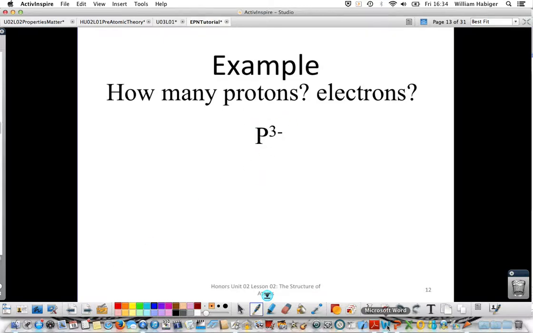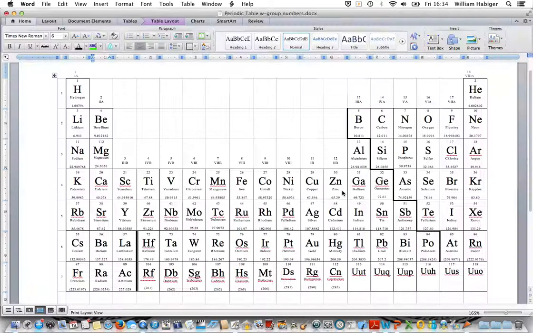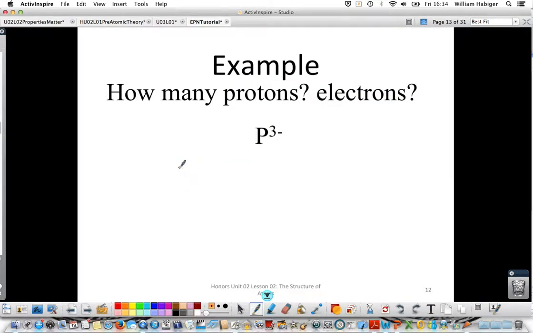Let's look at another negative one, phosphide, the ion of phosphorus. So we find phosphorus on the periodic table. It has an atomic number of 15, so therefore it has 15 protons. It's not neutral, so it's not going to have the same number of electrons. It has a negative 3 charge, so 15 minus a negative 3. That makes it positive, so we are adding 3 to that, so we have 18 electrons.